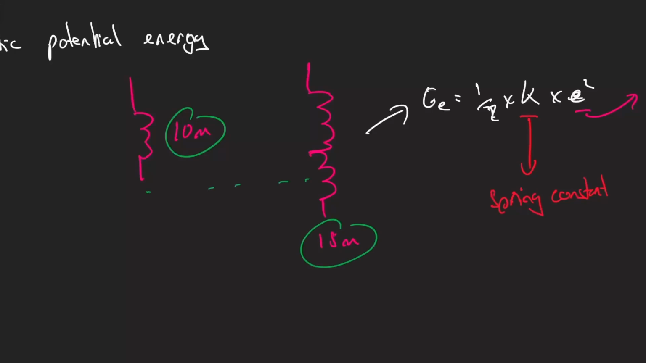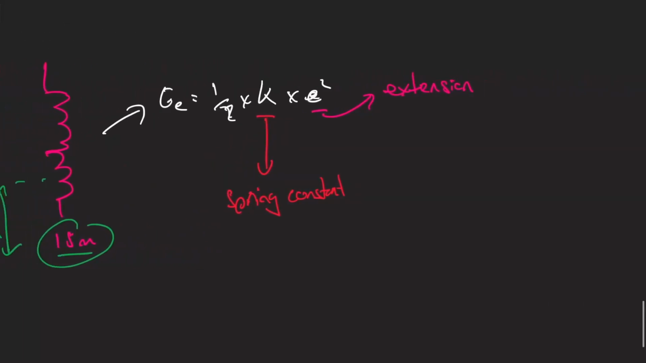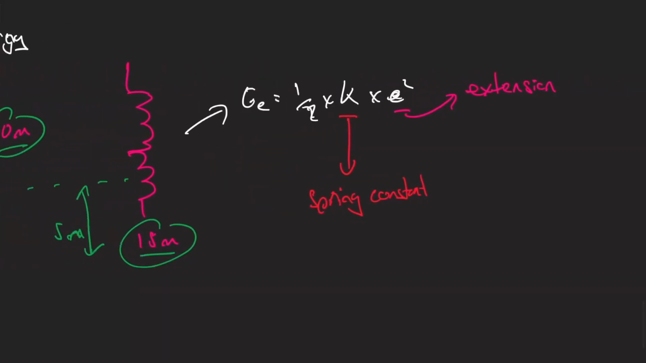So this is the unstretched length, remember. This is how long the spring is after we stretched it. So the extension is just basically 15 minus 10 is 5 meters. We stretched it 5 meters from its unstretched length. So that's what we call the extension. And then again, you can see usually your spring constant will be given to you. So let's say it's just 15 over here. And so if you just plug these in, you'll be able to work out the elastic potential energy.